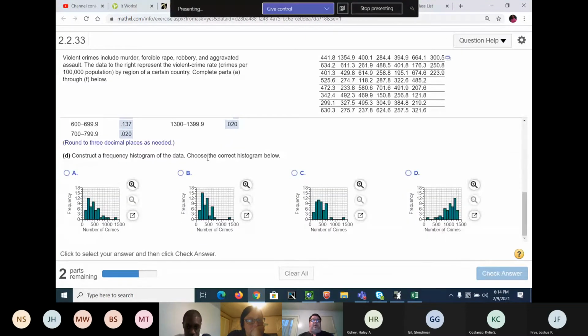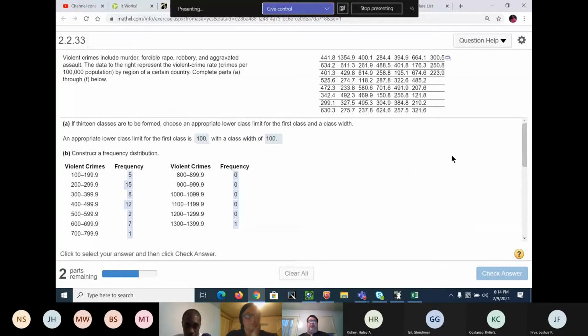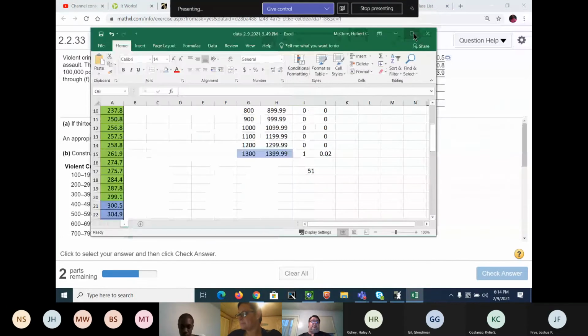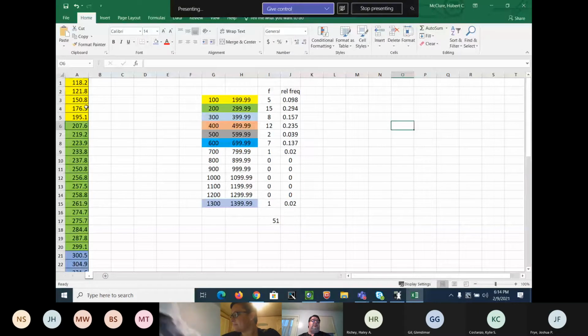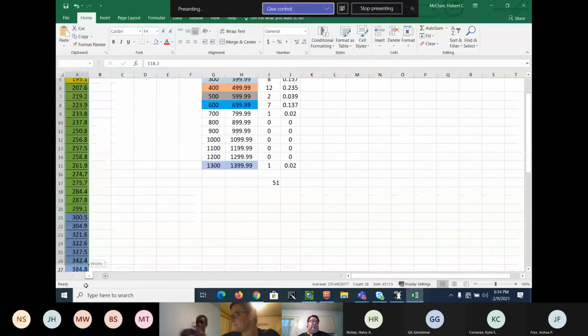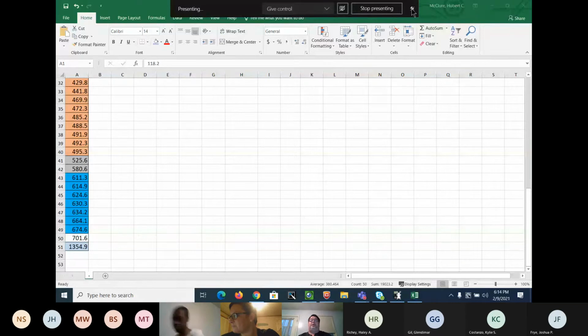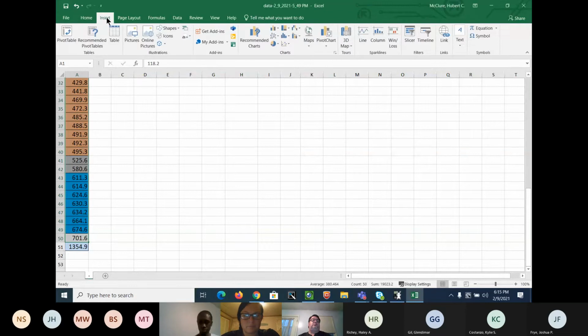Construct a frequency diagram of the data. I'm going to go to the data on my Excel spreadsheet. Now you would have to plot this on a chart, okay? But I'm just going to highlight the data and, for those of you that know how to use Excel, hit insert. Hit insert. And I'm just going to do a line graph.